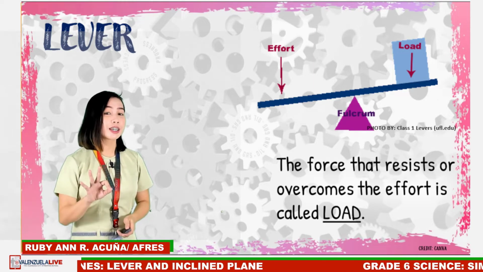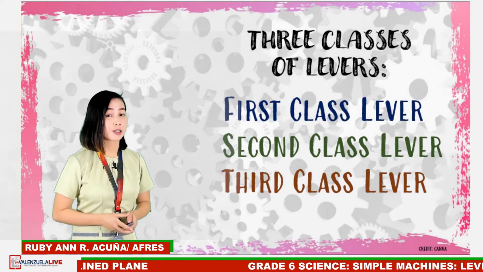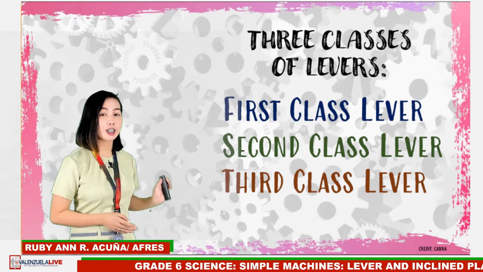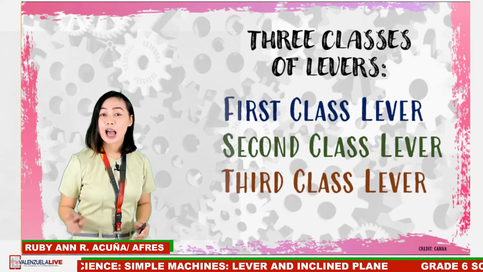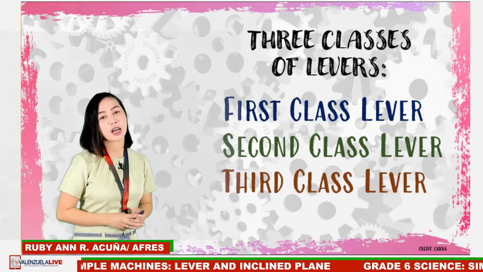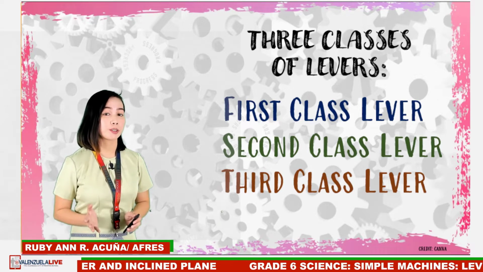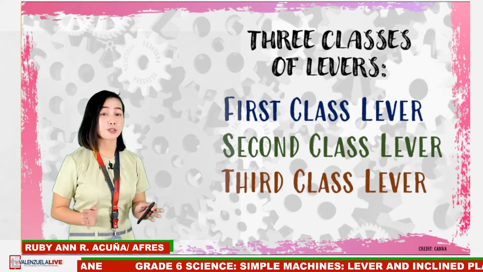There are three classes of levers. We have the first class lever, the second class lever, and the third class lever. And each class has three parts: the fulcrum, load, and the effort. But they are located at different positions.